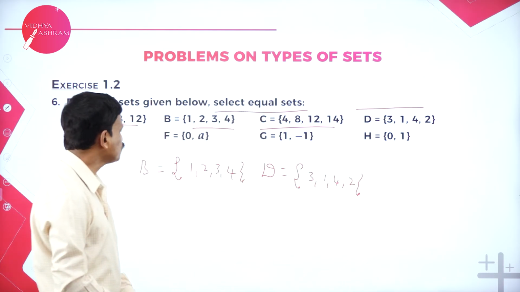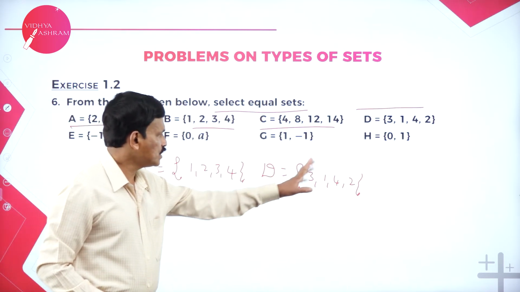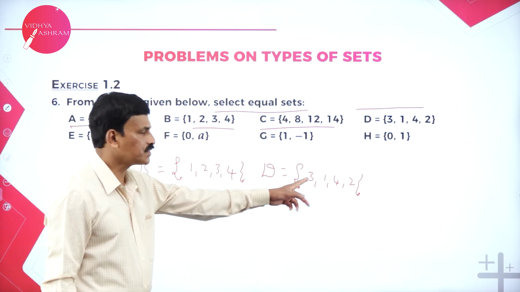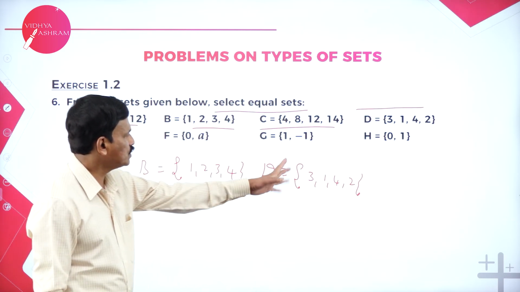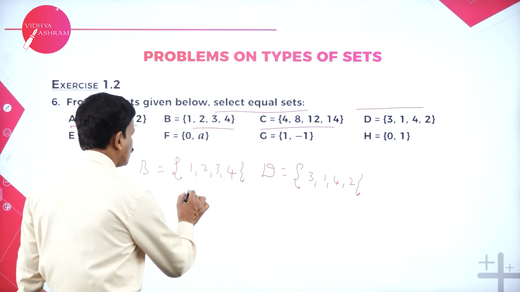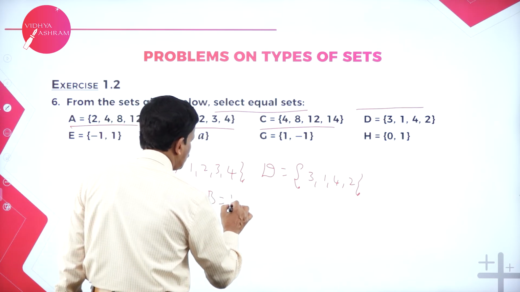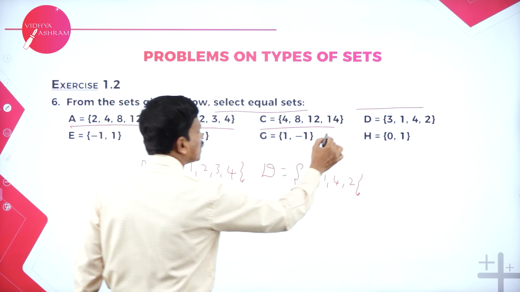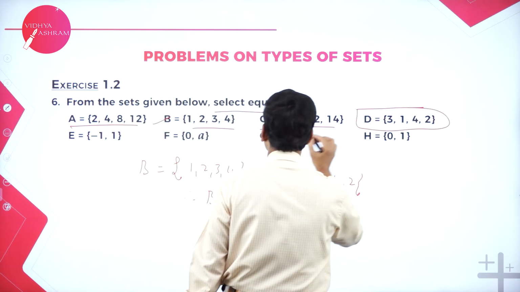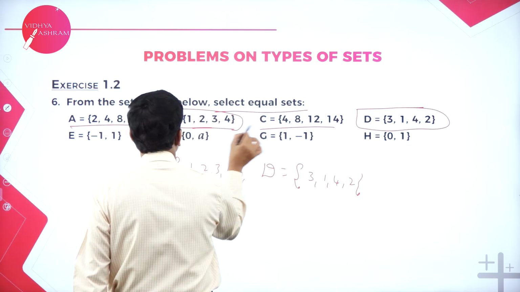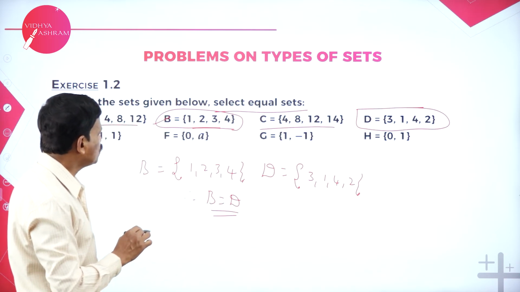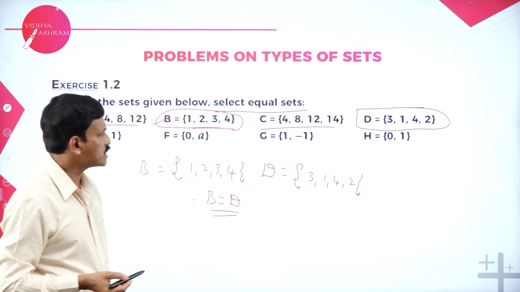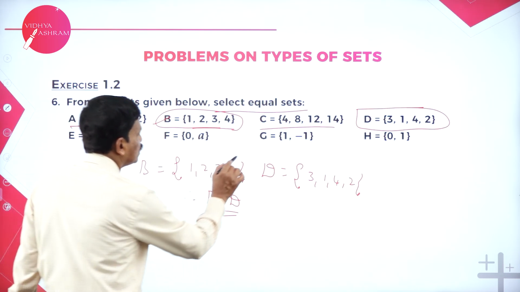Observe carefully. 1 is included in the set, 1 is also there, 2 is also there in the set and 3 is also there in the set and 4 is also included in the set D. Therefore, we can say that set B is equal to D. So B and D are equal sets. These two sets are equal, B and D. Okay, so B contains 1, 2, 3, 4. D also contains 1, 2, 3, 4. So therefore equal sets.